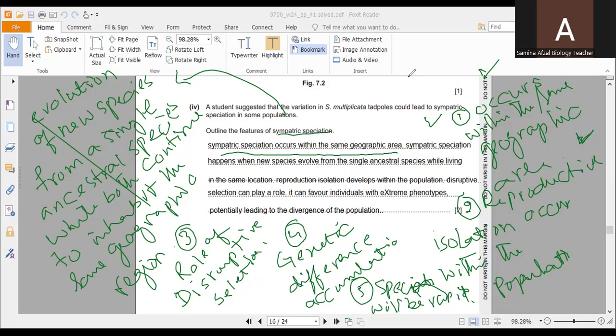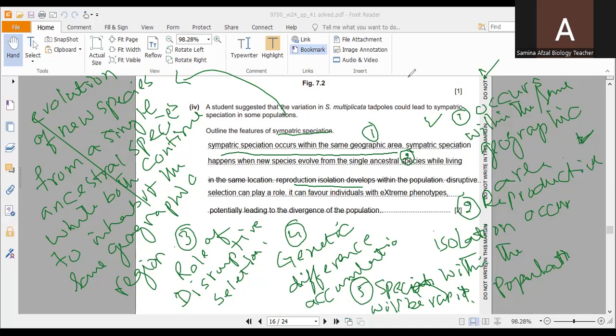Now I will read the answer which I have written after this explanation. Occur within the same geographical area. Sympatric speciation happens when new species evolve from a single ancestral species while living in the same location. They are living at the same time in the same place, but new species originate. So reproductive isolation will develop between them. They will prefer different partners and different times for breeding.